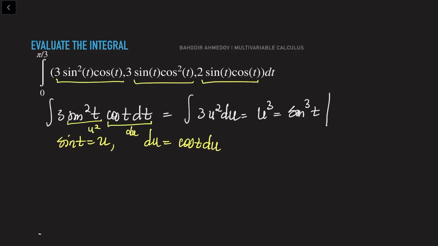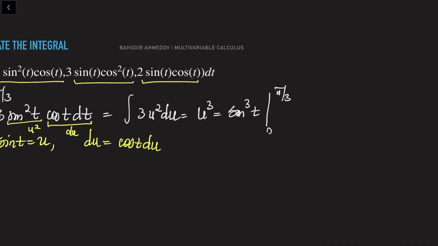Now we just need to substitute the borders. The borders are from 0 until pi over 3. So please note that if you substitute 0 into the sine, it's going to be simply 0. And sine of pi over 3 is square root of 3 over 2, and its cube is going to be 3 square root of 3 over 8.